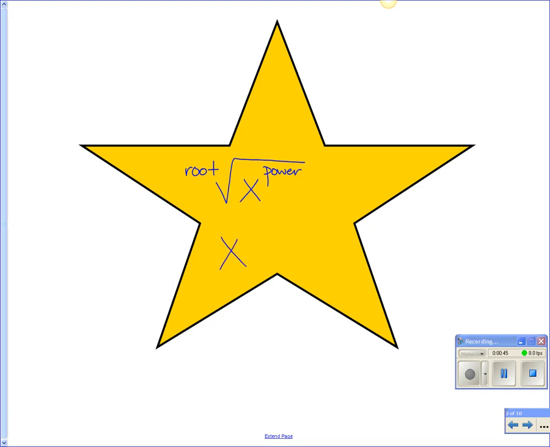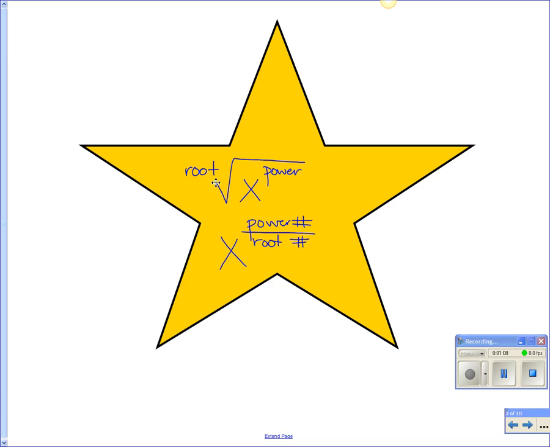write it as a fraction. And they're going to put the power number on top and the root number on the bottom. And that will make sense when we actually do an example. But for now, just write that down. So sometimes, instead of writing that root symbol, they'll write it as a fraction, and they'll put the power number on top and the root on the bottom.